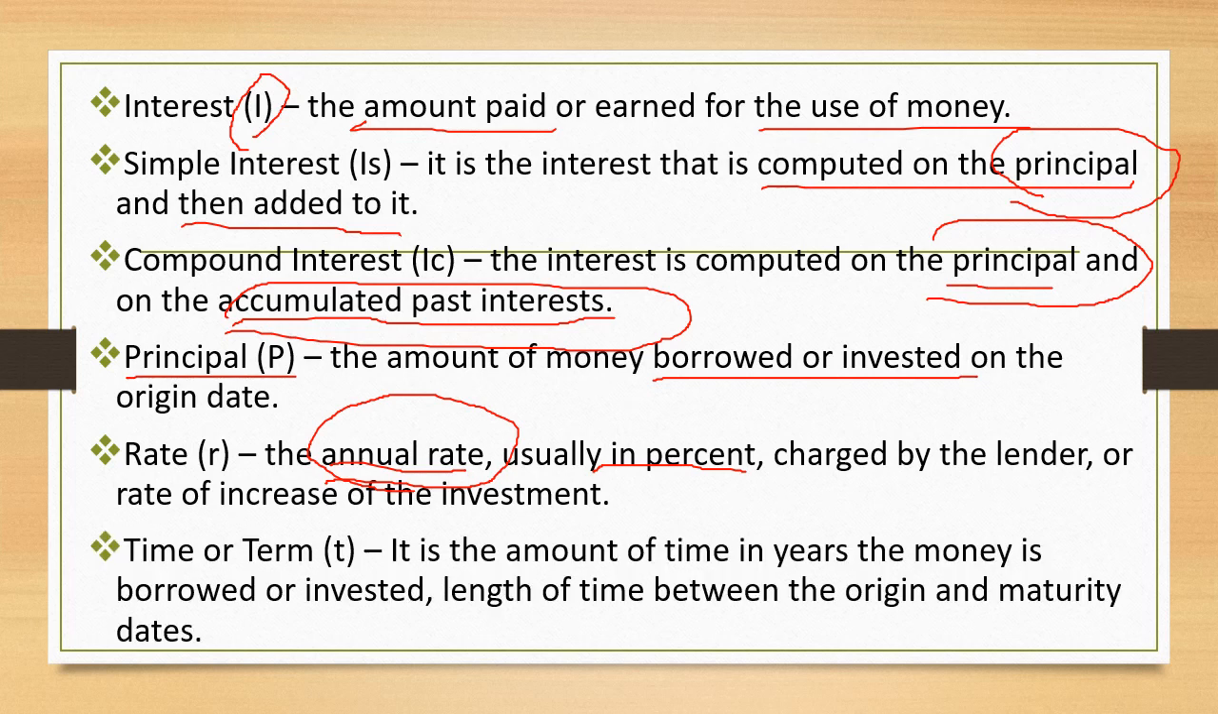Then, the time or term. So, this is the amount of time in years. So, again, yung time natin is always in years where the money is borrowed or invested for the length of time between the origin and maturity date. Time kung gaano katagal bago mo bayaran yung inutang mo. Okay? So, nanghiram ka ng 100,000 and you promise to pay it after 3 years. So, yung time mo doon is 3 years.